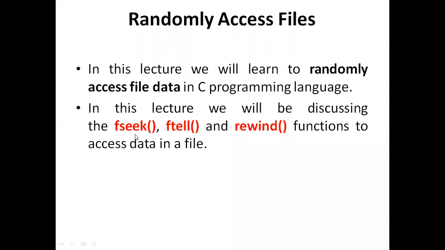What are the three functionalities of random access files you need to remember? fseek, ftell, rewind. fseek means from where we want to read the information, and ftell means where we are currently located, at which character, which position. And rewind means to move to the starting position. Rewind is the functionality we need to remember.